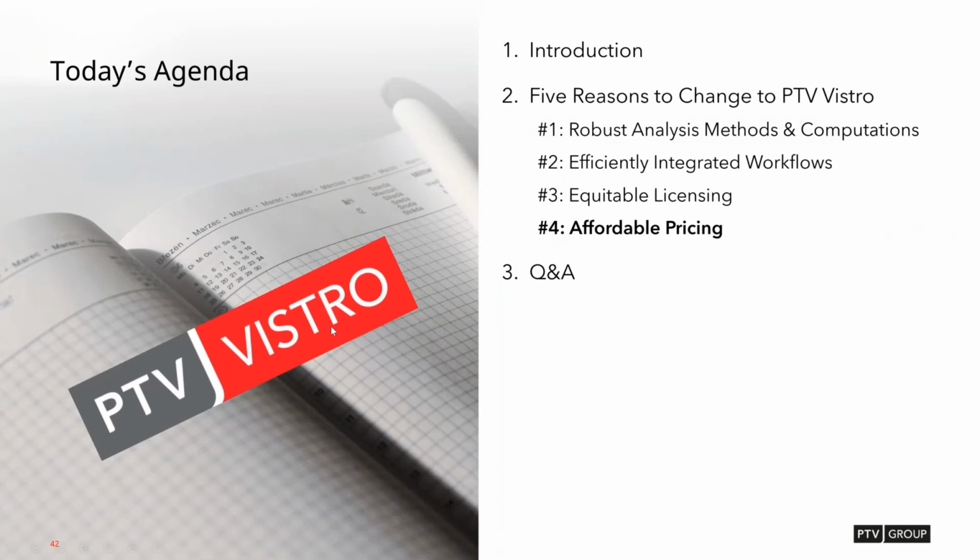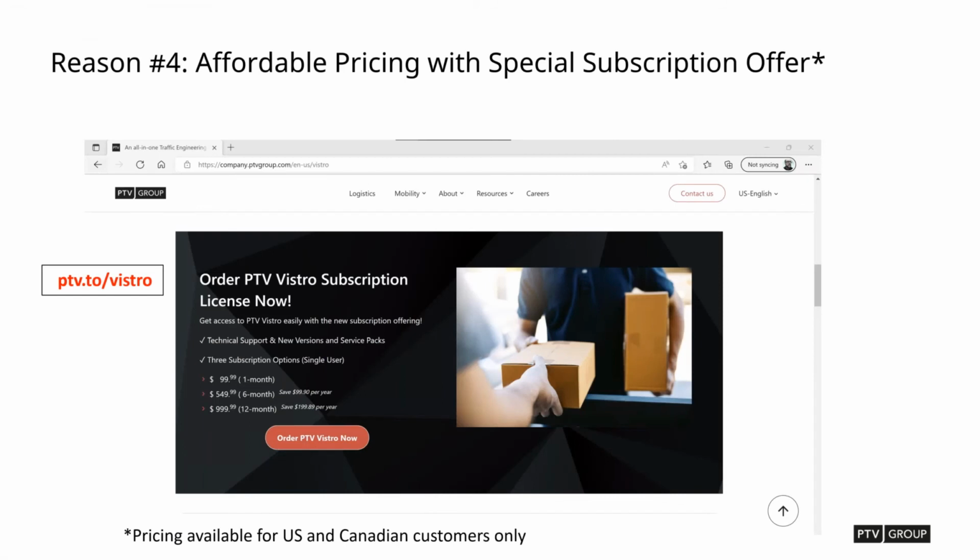Let's look at reason number 4 to change to Vistro: affordable pricing. So if you haven't already visited our new ptv.to/Vistro website, please do so. There's some really great information on there. This screenshot shows a section with our new promotional subscription pricing packages, and they start with a 1-month commitment, or a 6-month, or a 12-month at varying price levels. I think you'll find all these to be quite attractive.